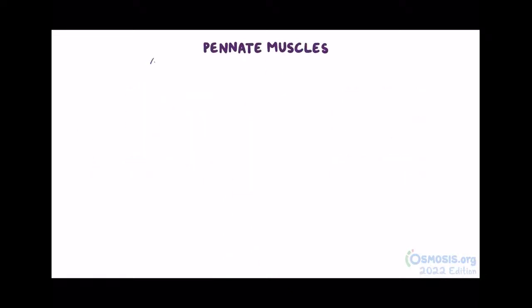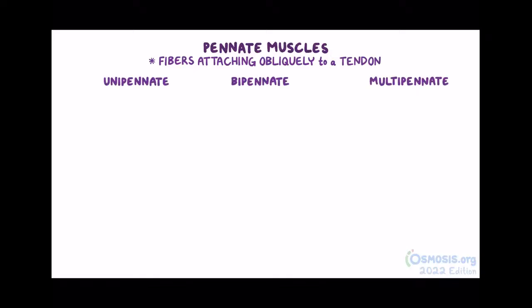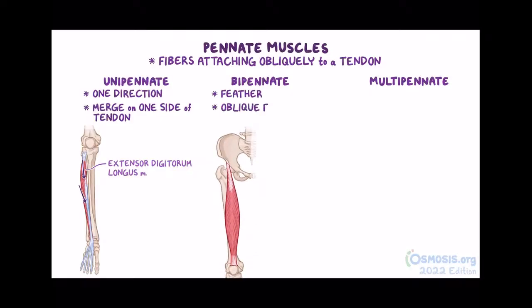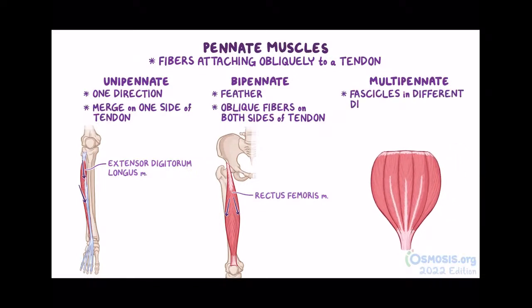Pennate muscles, on the other hand, have their fibers attaching obliquely to a tendon. These muscles can be grouped into unipennate, bipennate, or multipennate muscles depending on the relationship between the muscle fascicles and the tendon. Unipennate muscle fibers go in one direction and merge on one side of its tendon, like the extensor digitorum longus muscle in the leg. Bipennate muscles look more like a feather, having oblique fibers on both sides of the tendon, like the rectus femoris of the anterior thigh. And multipennate muscles have fascicles in different directions, attaching to a branched central tendon like the deltoid muscle, covering the shoulder.